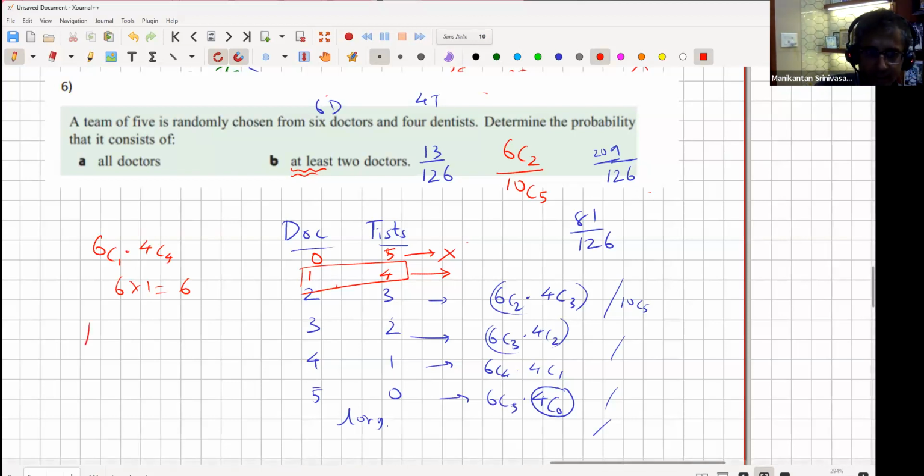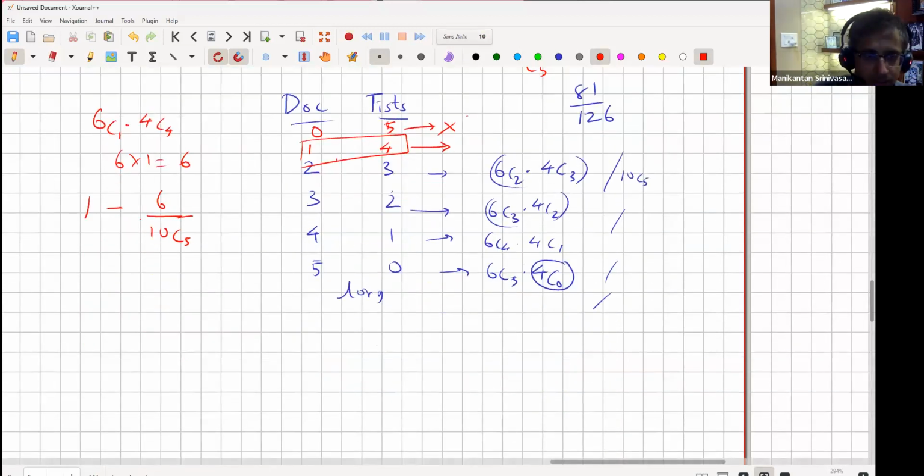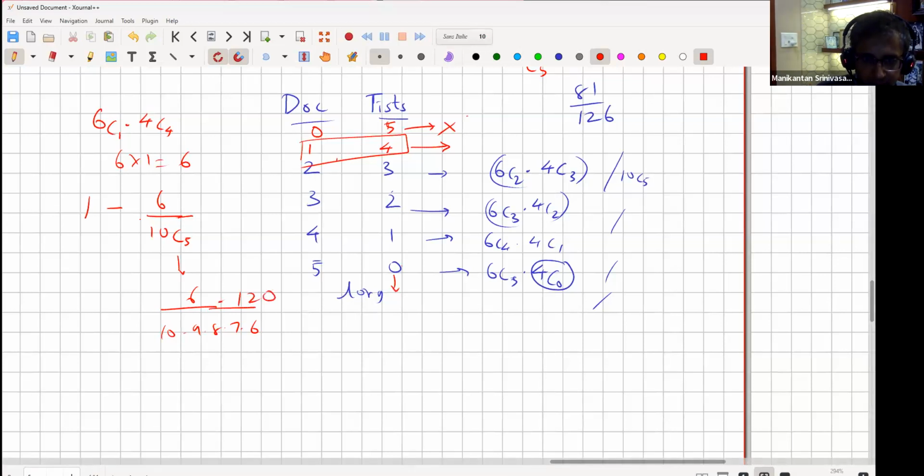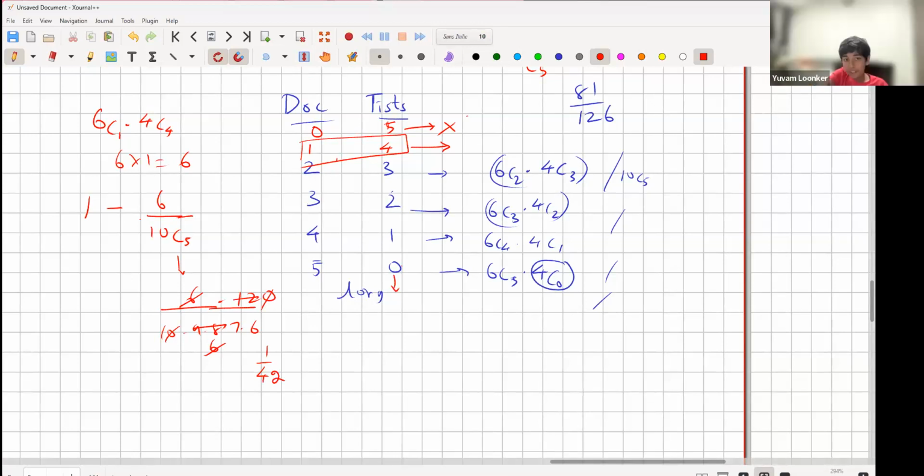Now anything other than this, so 1 minus 6 upon the 10 choose 5 that we saw should be the answer, right? Now let's simplify what 10 choose 5 is. So we did that here, right? So 6 upon 10, 9, 8, 7, 6 upon 120 at the top, right? So same thing, 10 gets cancelled, 12 gets cancelled, 6 gets cancelled, 1 upon 42. 1 upon 42, right? Why did you do into 120? No, it's divided by 120, which goes to the top.